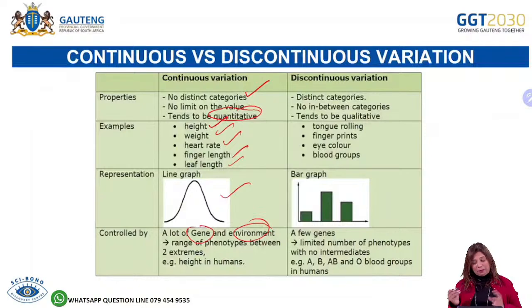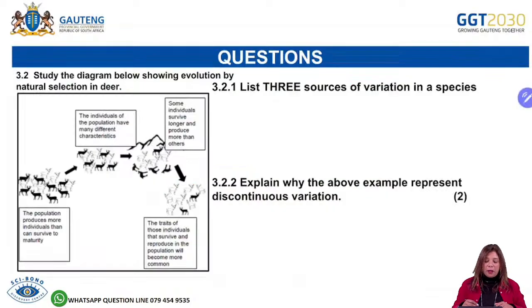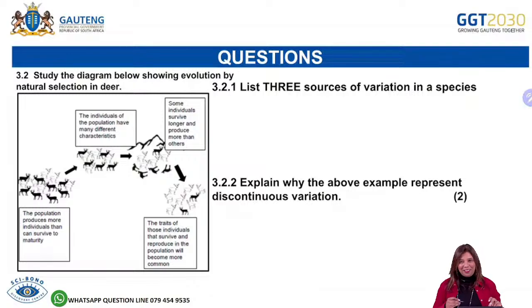But discontinuous is the direct opposite. There's no in between. Like I said, it's either or. Either you can roll your tongue, fingerprints. No one's got the same fingerprint except identical twins, but that's the exception to the rule. Blood groups, you can't have blood type O and blood type A. No, it's either or. And they will ask you in terms of a bar graph, because there's a limited number of phenotypes.